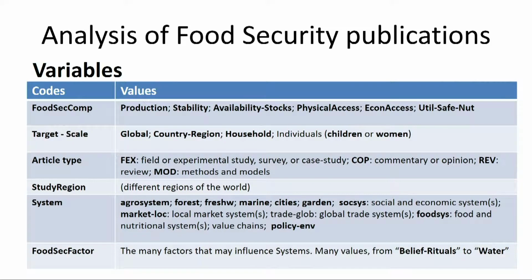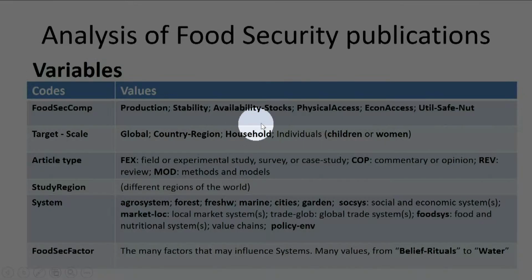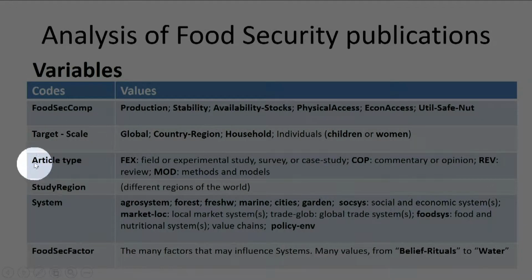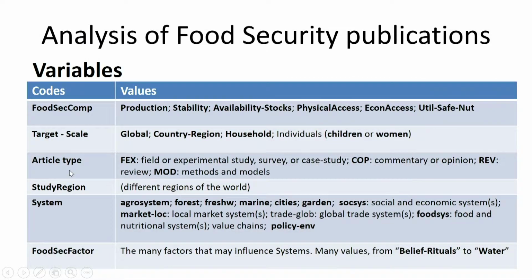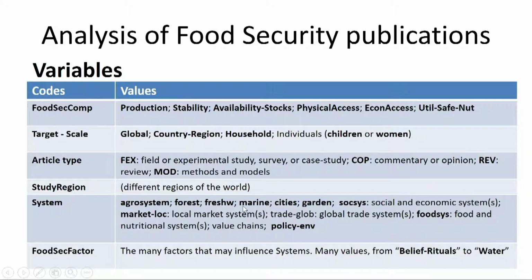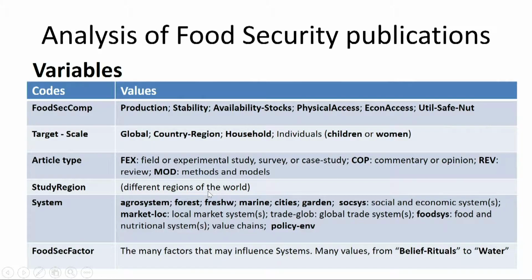And then I came up with a number of variables to describe each and every one of the articles that had been published. For instance, which food security component has been addressed, which target or scale of the food security problem is addressed: global, country, region, household, individuals in terms of children or women. Which type of article is it, which study region is covered by the particular article, which system has been considered. Are these physical systems such as the agro-system, forest, freshwater, marine, or city systems, or are we talking of the policy environment system, the food system, the market, global or local?